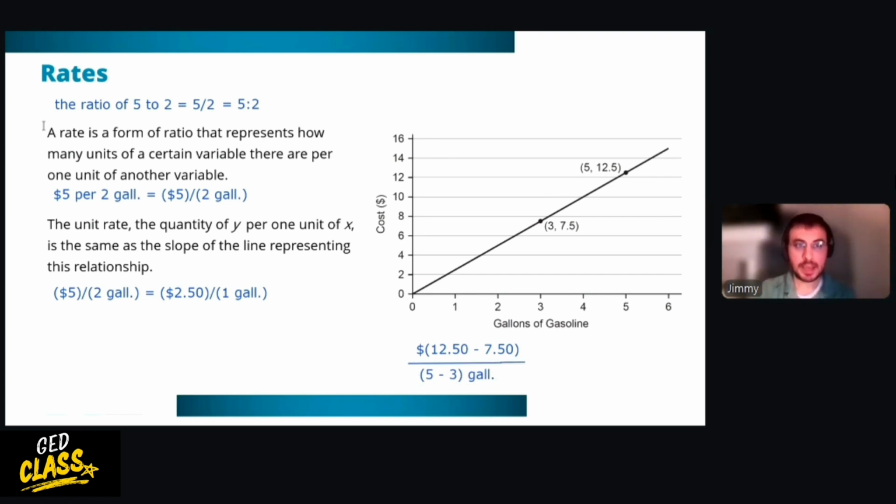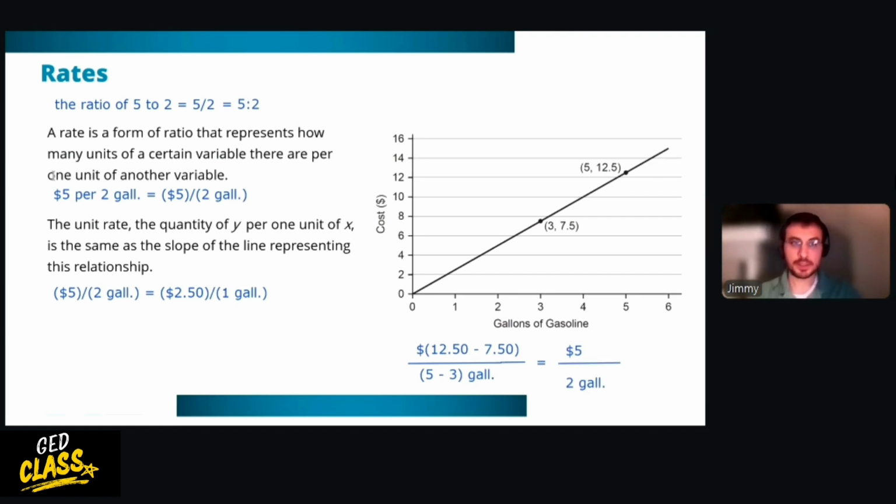Okay. And what does this simplify to? What does the top become if we do the subtraction? Yep, 12.5 minus 7.5. That gives us $5 on the top. And then on the bottom, we have the 5 minus 3. Right, so that's going to give us 2 for gallons.